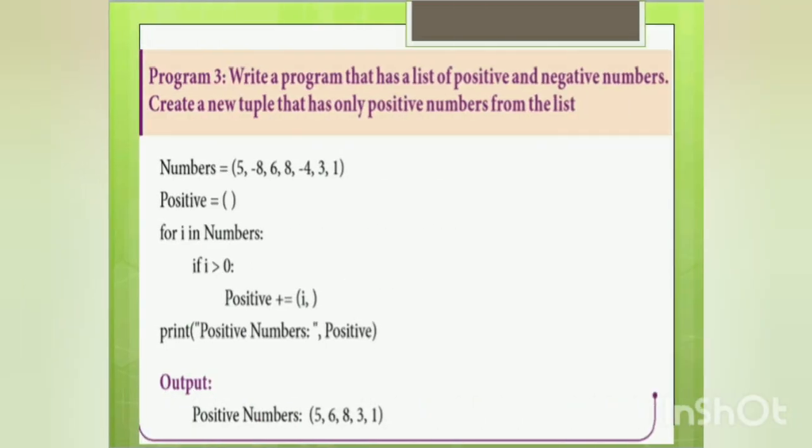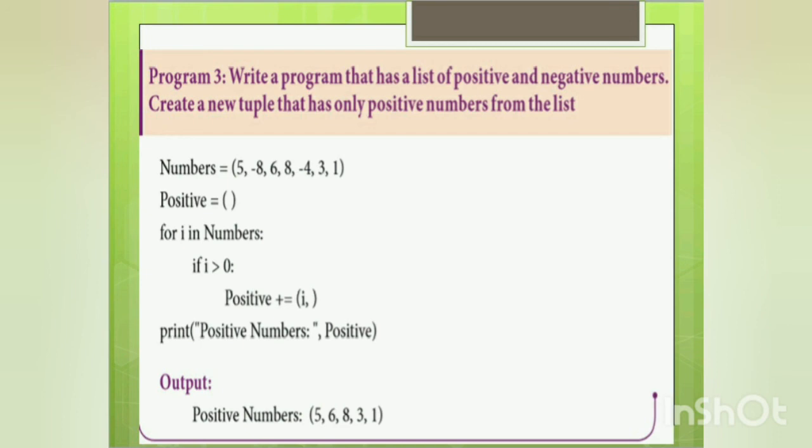It's a program that has a list of positive and negative numbers. Create a new tuple that has only positive numbers from the list. Here you have a list of positive and negative numbers, and from that you have to create a tuple that has only positive numbers. Look at that program. Numbers, this is the tuple name, is equal to 5, minus 8, 6, 8, minus 4, 3, 1. Here you have both positive and negative numbers. From this you are going to create a tuple which has only the positive numbers. So your output must be 5, 6, 8, 3, 1.